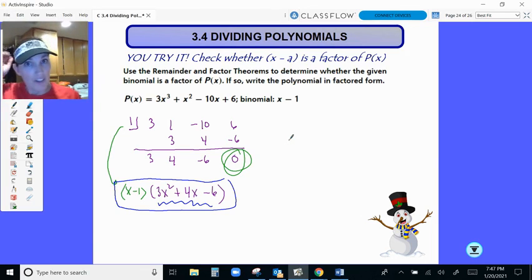So kind of put that in the back of your head for next week when we start solving the rest of the way. Right now, we're just learning how to start putting them in factored form a little bit, okay? So we're just checking to see if they're factors. In this case, x minus 1 is indeed a factor, okay?